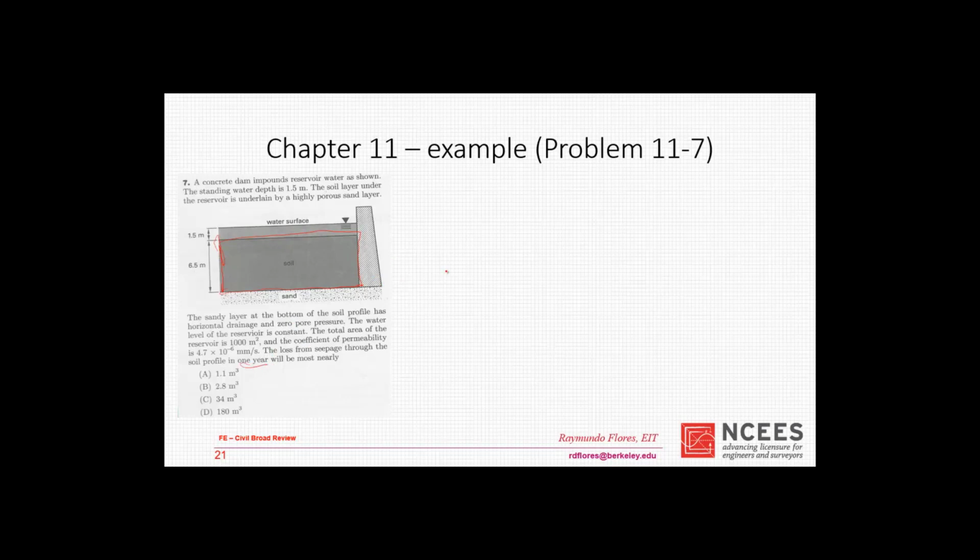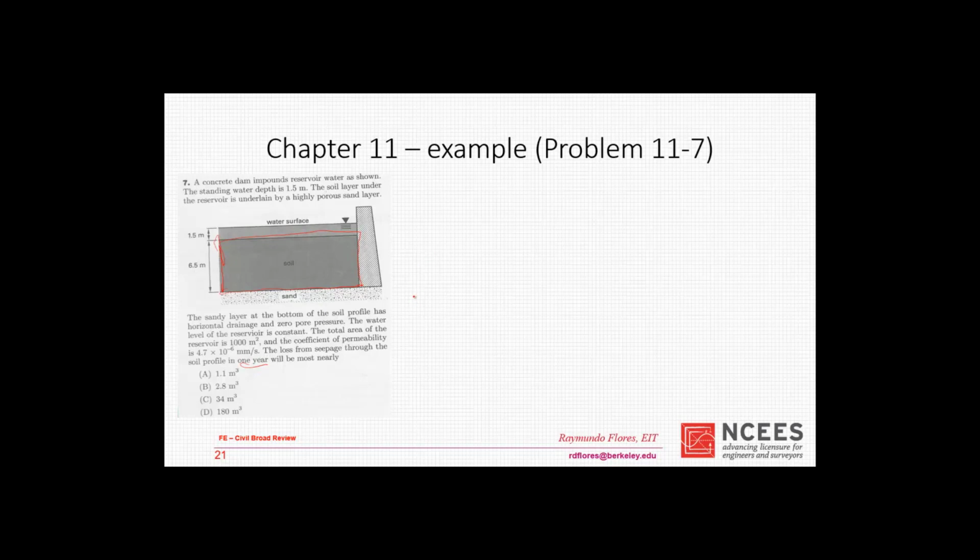So let's read this problem statement. A concrete dam impounds reservoir water as shown. The standing water depth is 1.5 meters. The soil layer under the reservoir is underlain by a highly porous sand layer. The sandy layer at the bottom of the soil profile has horizontal drainage and zero pore pressure. The water level of the reservoir is constant. The total area of the reservoir is 1,000 meters squared, and the coefficient of permeability is 4.7 times 10 to the negative 6 millimeters per second. The loss from seepage through the soil profile in 1 year will most nearly be what?